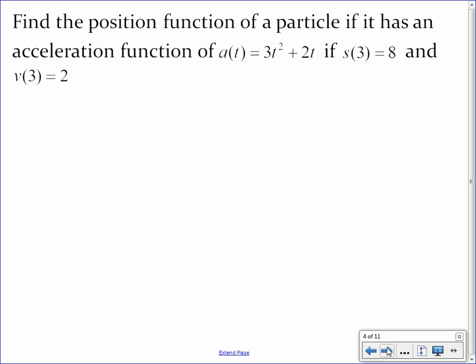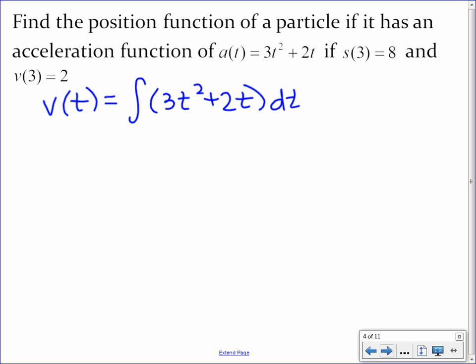The first thing we're going to have to get to is the velocity function. So our velocity is the antiderivative of acceleration: t cubed plus t squared plus c. You agree? All right. So now we need c.